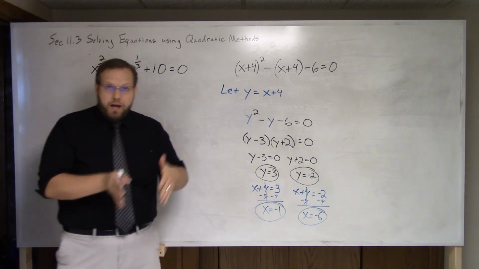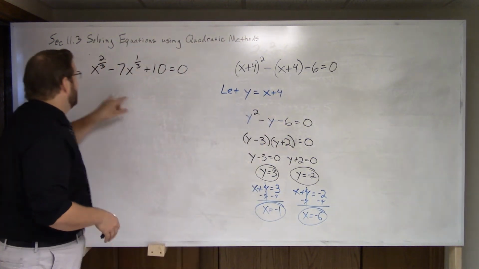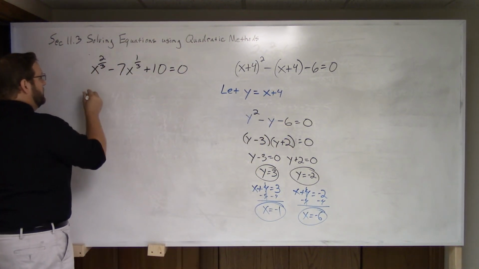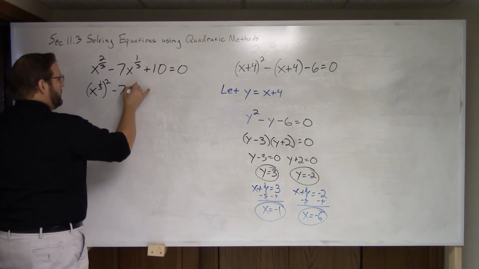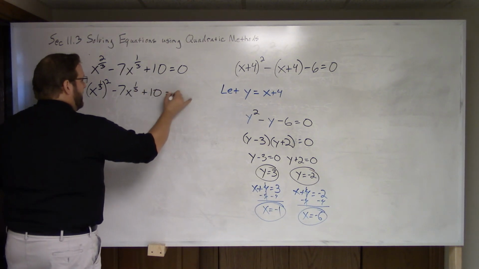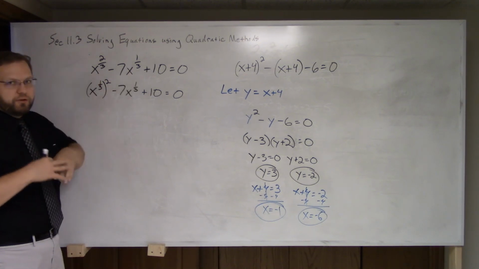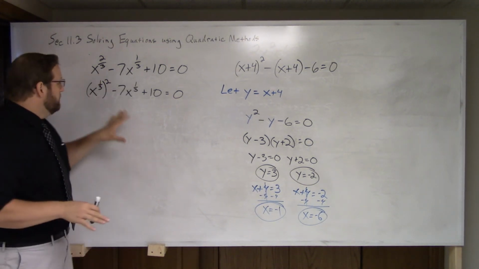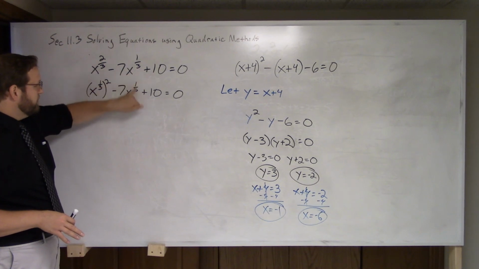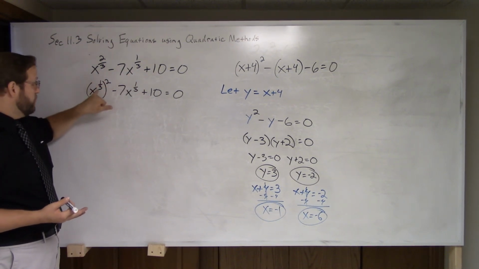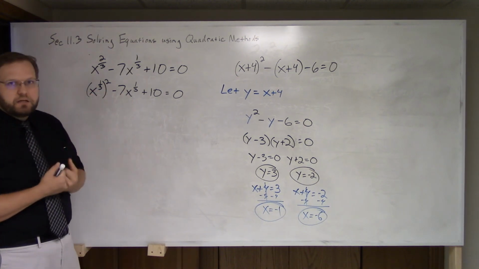Or a y squared, then a y, then a constant. Or an x plus 4 squared, then an x plus 4, then a constant. Or an x to the 1/3 squared, an x to the 1/3, and then a constant. Okay? If this was like 5/7 and that's 1/3, that's a completely different ballgame. But when you have that connection between these two, notice I have the 1/3 here, and then this 2/3 can be thought of as 1/3 times 2. I can now see that these have the same base component.